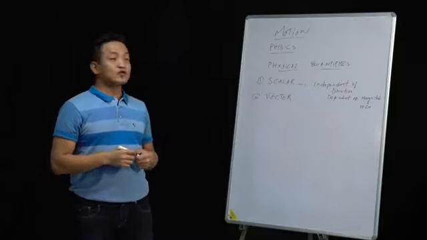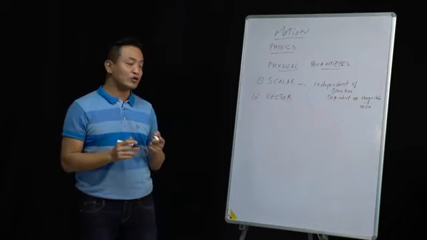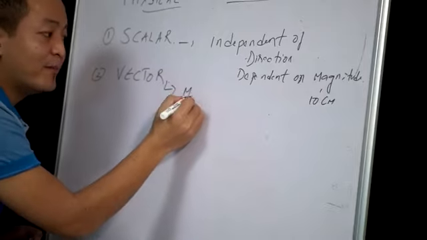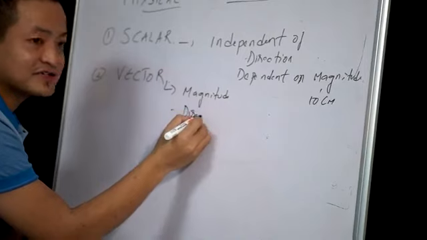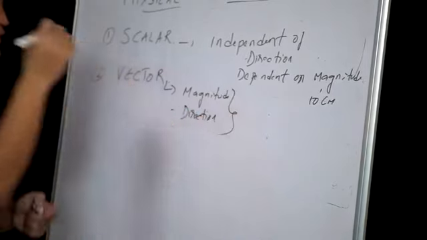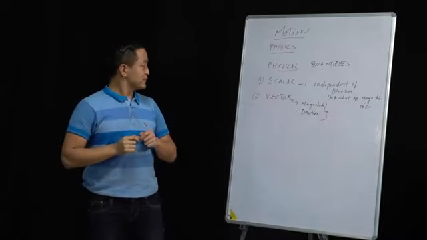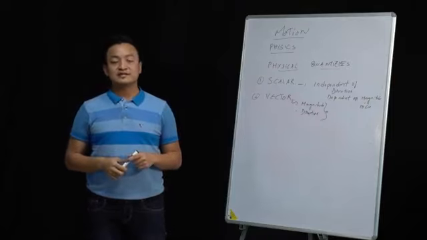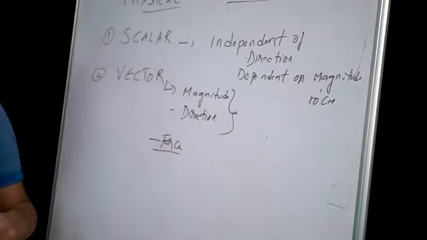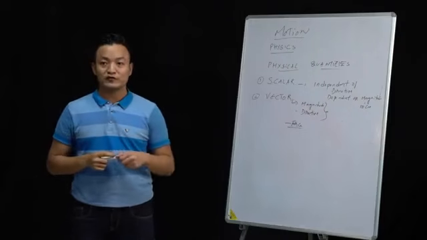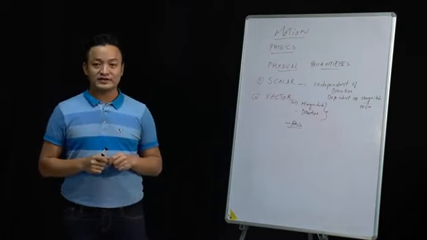Okay, and what is vector quantity? Vector quantities are those physical quantities which are dependent on both the magnitude as well as direction. So same for vector, I'll give you a very simple example. Let's say force. Force, F-O-R-C-E. Force is not a new word for any of you, but is force a scalar or a vector? Force would be a vector quantity.